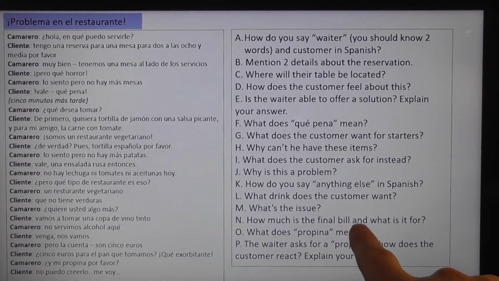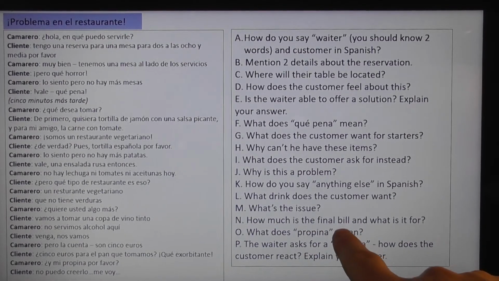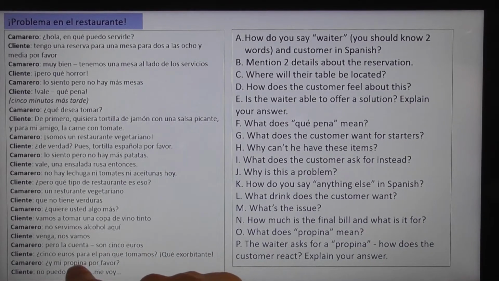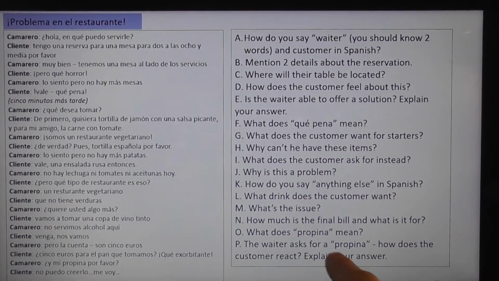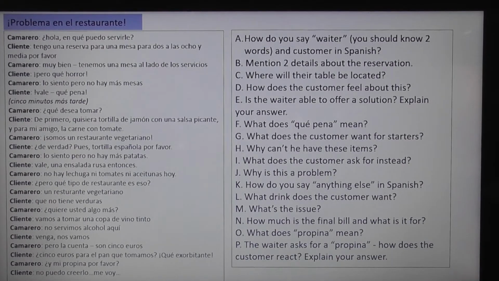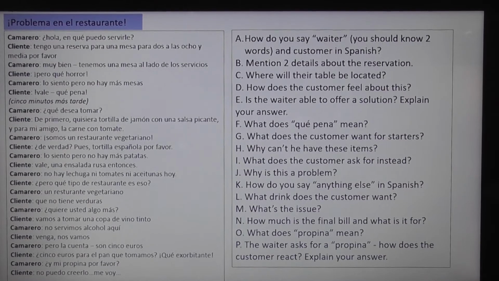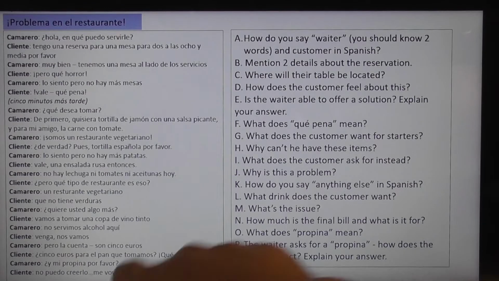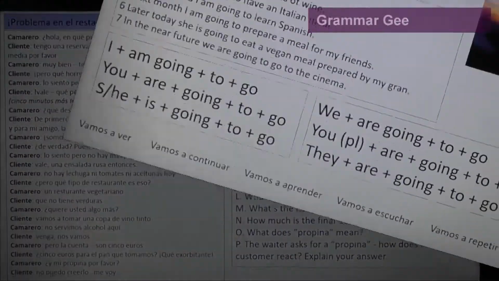How much is the final bill and what is it for, seeing as they don't seem to have eaten anything? It's €5 and it's for the bread that they had. What does propina mean? That's tip. The waiter is actually asking for a tip after all the disaster going on. And the customer, how do they react? No puedo creerlo. I can't believe it. I'm off. They're not very happy.